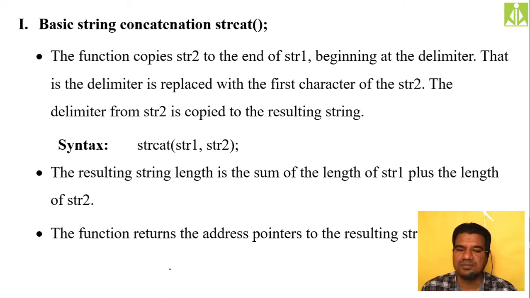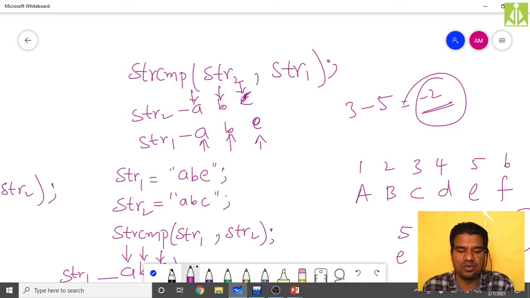This function copies the second string at the end of str1. What will it do? At the end of str1, we are going to have the null character, isn't it? It will remove that null character and copy the second string entirely, as it is, at the end. So the first string's delimiter will be replaced with the second string's first character. Okay, the concept is very simple. I will explain over here.